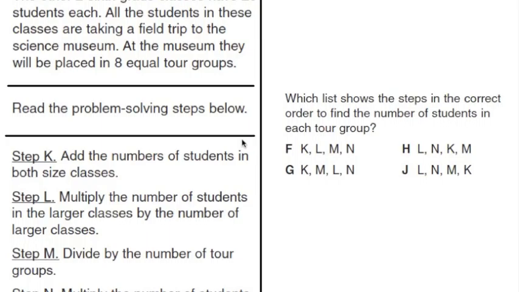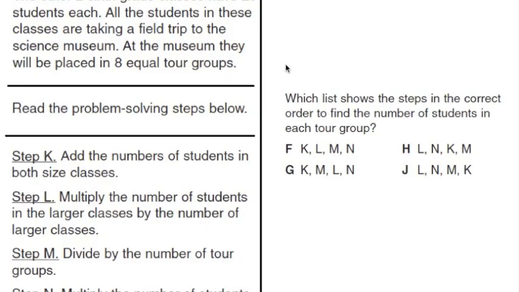So let's go ahead and read the main part of the problem, which is up here in the top left-hand corner. 3 6th grade classes at Central Middle School have 24 students each. The other 2 6th grade classes have 20 students each. All the students in these classes are taking a field trip to the Science Museum. At the museum, they will be placed in 8 equal tour groups. Read the problem-solving steps below. And then it lists step K, step L, step M, and step N.